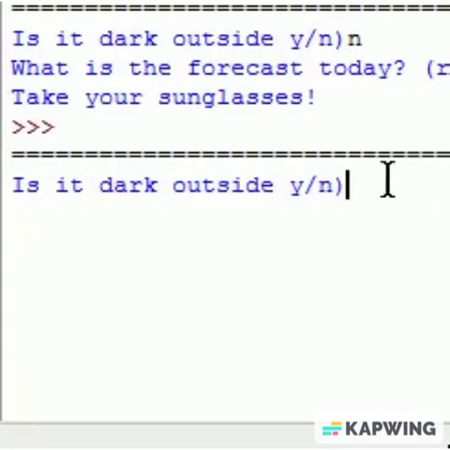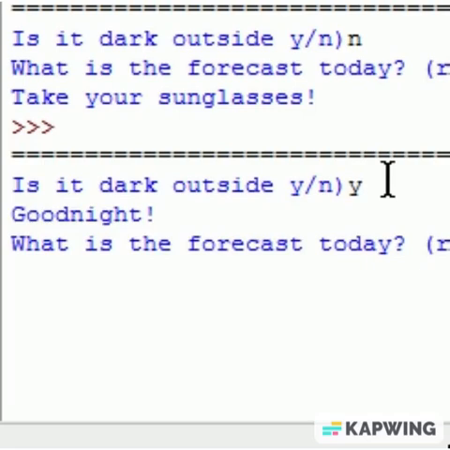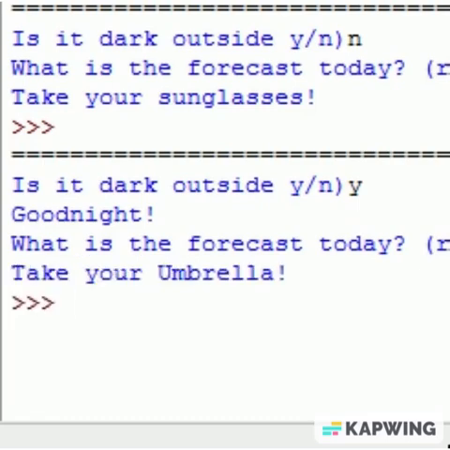So as you see, when we do run module, it shows us our first question, is it dark outside, yes or no? So we write yes, for example. And then it says good night, and then it shows what is the forecast today, and then it writes rain, snow, or sun. I don't think you guys can see it. So then we write, for example, rain. So it says take your umbrella.